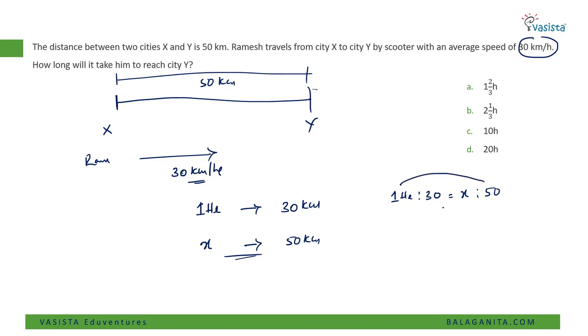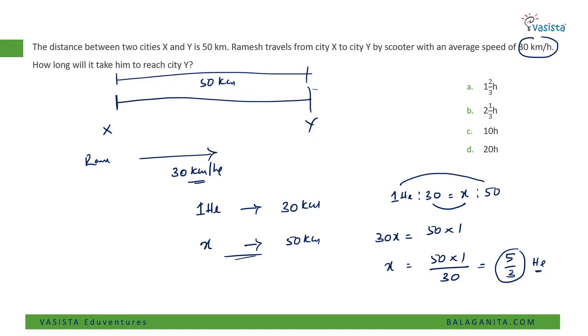You know, multiplication of these two things: 30x is equal to 50 into 1. Or x is equal to 50 into 1 divided by 30, which, if you simplify, becomes 5 by 3. So 5 by 3 hours it will take Ramesh to reach from X to Y.